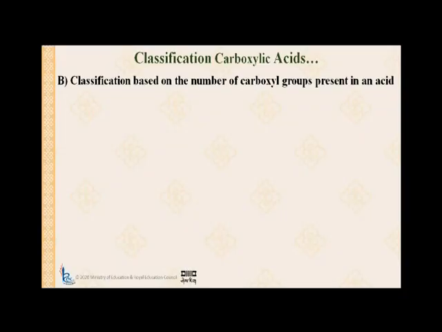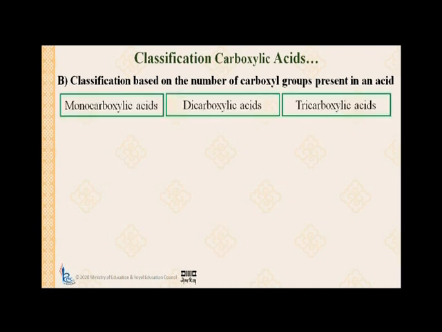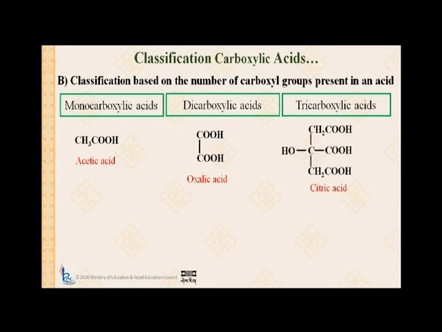The second classification criterion is based on the number of carboxyl groups present in an acid. In one molecule of an acid, we have to count how many carboxyl groups are present, and based on that number, we can classify them as monocarboxylic acid, dicarboxylic acid or tricarboxylic acid. Monocarboxylic acid, example acetic acid; dicarboxylic acid, let's say oxalic acid; tricarboxylic acid, citric acid.